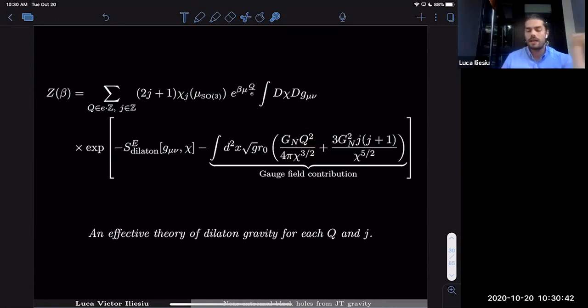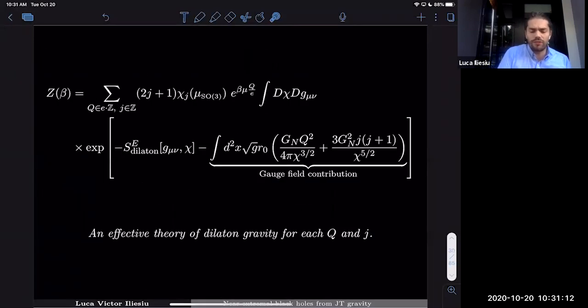So before we had a theory of dilaton gravity coupled to a gauge theory, and now by integrating out the gauge theory, I just obtained a theory of dilaton gravity, but this time with a more complicated potential of chi, because I now generated these terms that depend on chi. So this is an effective theory in each charge and spin sector. So this is the grand canonical ensemble for the black hole.